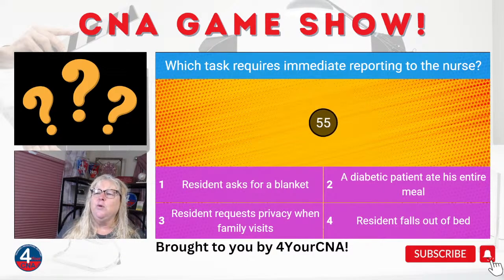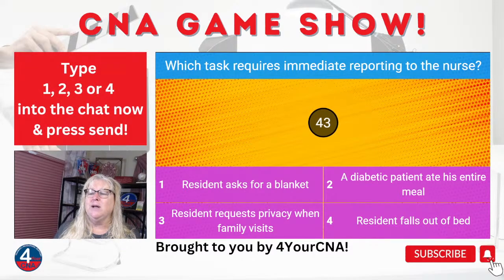Which task requires immediate reporting to the nurse? 1, a resident asked for a blanket. 2, a diabetic patient ate his entire meal. 3, resident requests privacy when the family visits. Or 4, the resident falls out of bed.